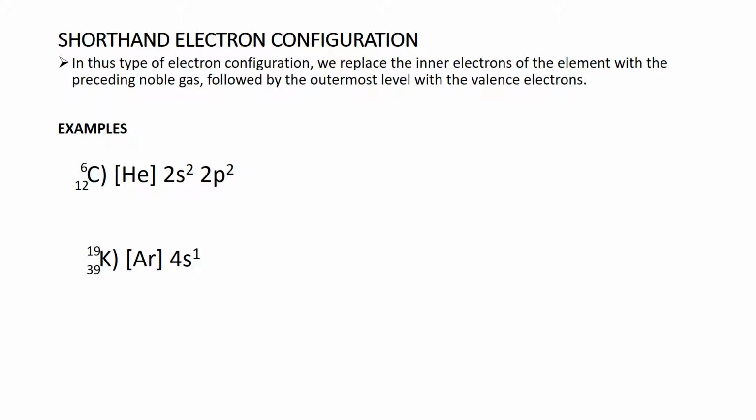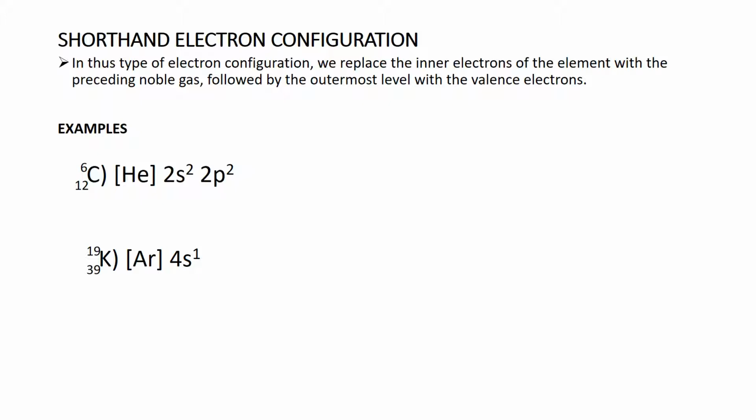Let's move on to the shorthand electron configuration. In this type of electron configuration, we replace the inner electrons of the element with the preceding noble gas, followed by the outermost level with the valence electrons. For example, for a carbon atom, we have 6 electrons, and the preceding noble gas for carbon is helium. So we're going to write the electron configuration for carbon as helium in square brackets, 2s², 2p².